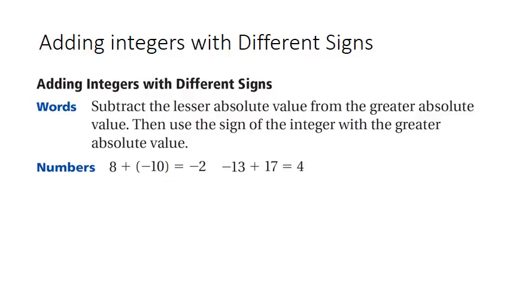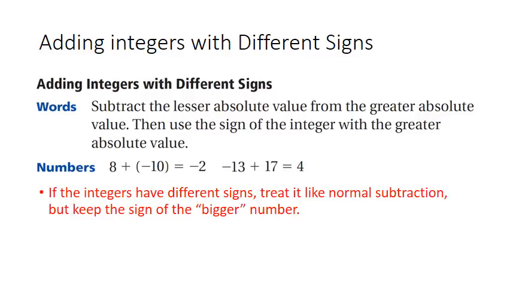And so as we can see, we can actually just subtract the lesser absolute value from the greater absolute value. Then use the sign of the integer with the greater absolute value. Well, what does that mean, Mr. King? Well, we can actually treat it like normal subtraction, making sure that we are subtracting the smaller number from the bigger number, and then we're also going to make sure that we keep the sign of the bigger number.